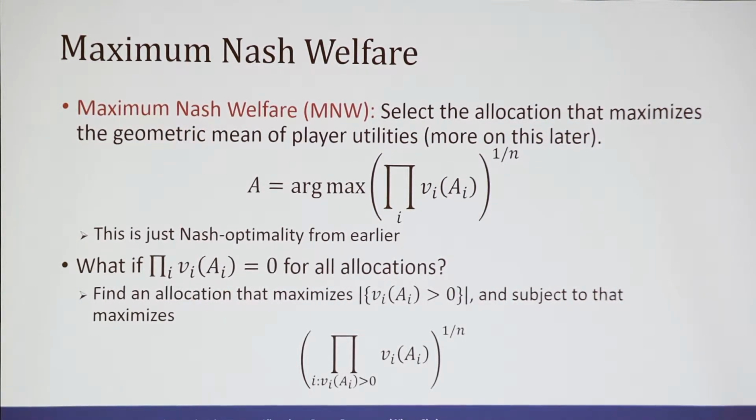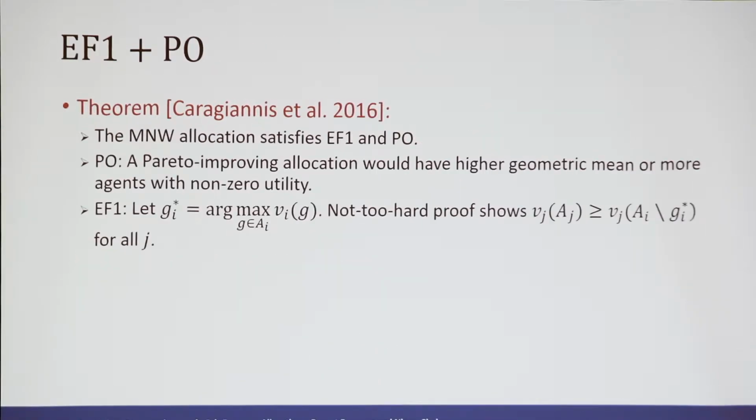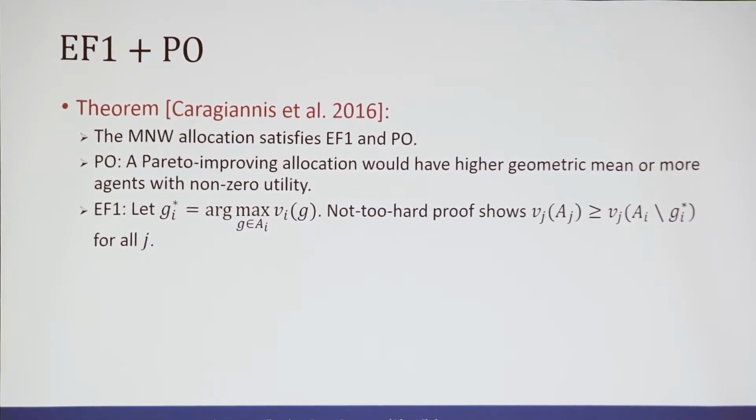Okay, so with that said, let's think about what this allocation satisfies. It turns out that it satisfies both envy freeness up to 1 good and Pareto optimality. How can we see this? Well, Pareto optimality is easy to see. If you had a Pareto improving allocation, an allocation where everyone was at least weakly better off and someone strictly better off, then this would have a higher geometric mean or more agents with non-zero utility.